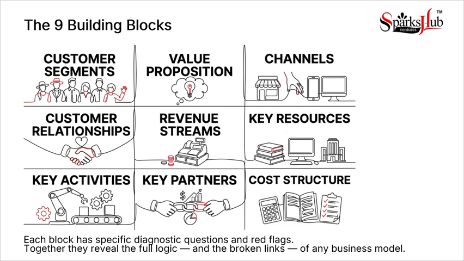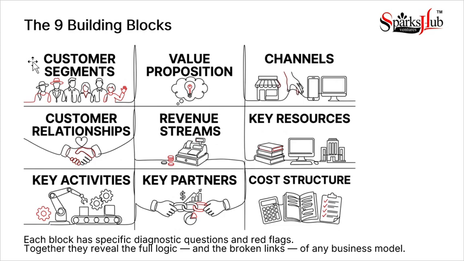Let's move on to the eighth block, which is the key partners. This answers the question, who helps the business operate? So examples include suppliers, logistics providers or partners, distributors, payment platforms, or professional advisors. Red flags to look out for include where there are no strategic partnerships or there is a dependence on only one supplier. What if the supplier's business goes under?